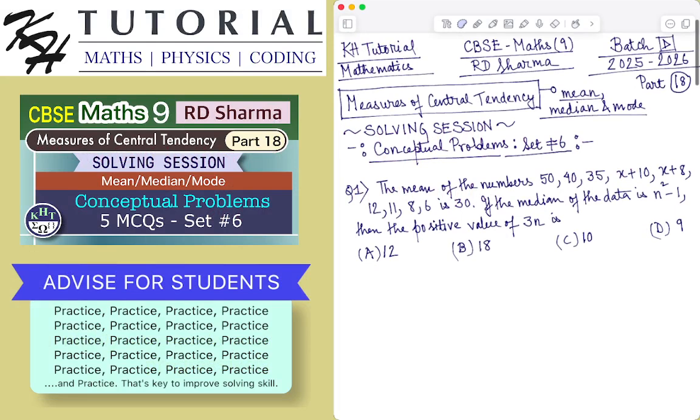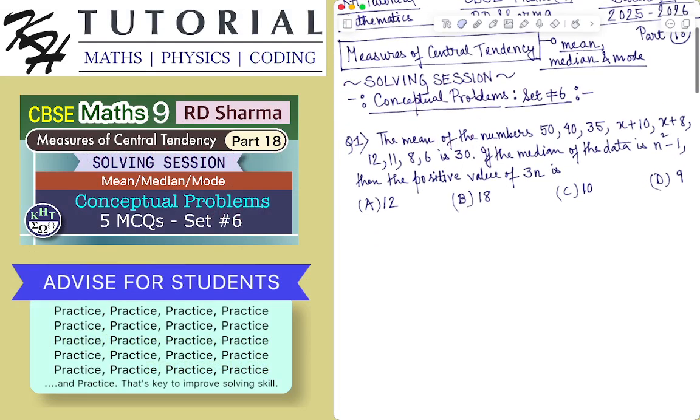Okay. So the first problem says the mean of the numbers, some numbers are given and two numbers are in terms of x, an unknown variable, x plus 10 and x plus 8, is 13. The mean is given to be 13. If the median of the data is n square minus 1, then the positive value of 3n is? The median is given to be n square minus 1.